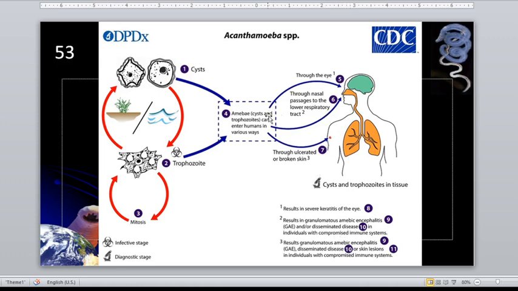Either you acquire this parasite through the nasal passages or through broken skin, it can lead to the same types of disease. Unlike infection of the eye, which may lead to amoebic keratitis.